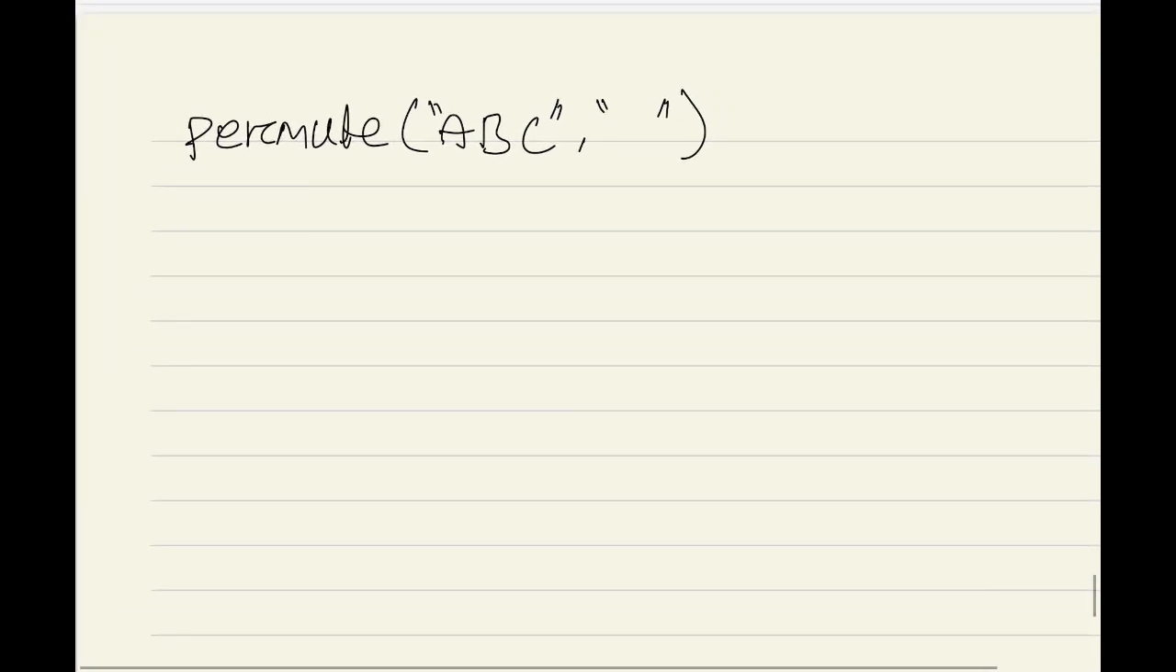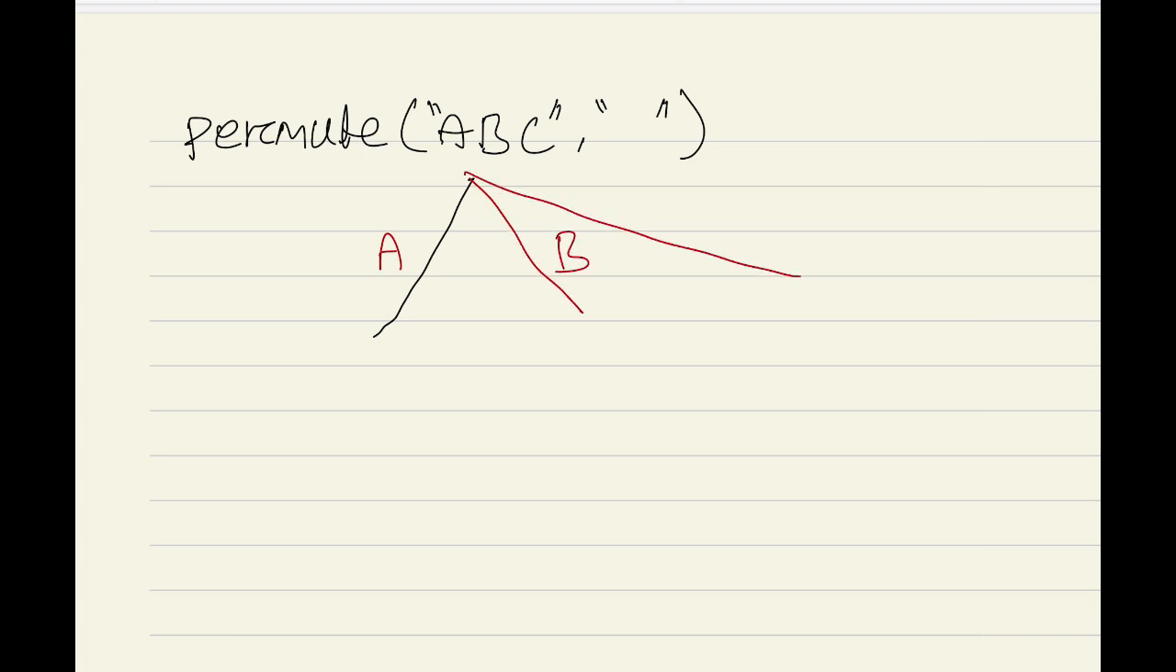So now here we can select A first, or we can select B first, or we can select C first. So if we select A, the permute method is going to be reduced like this. So we can write permute, then the input becomes BC, excluding A, and the output becomes A.